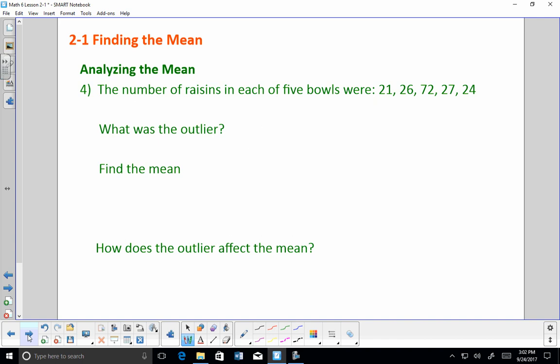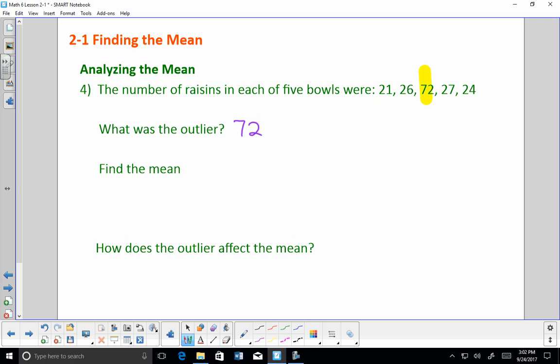If we look at this data, most of the numbers are in the 20s, except for this one number right over here, 72. It's much larger than all of my other numbers. Because it is much larger, we call it the outlier. So our outlier here is 72. We're going to find the mean of all of the raisins that we have in all of our bowls.